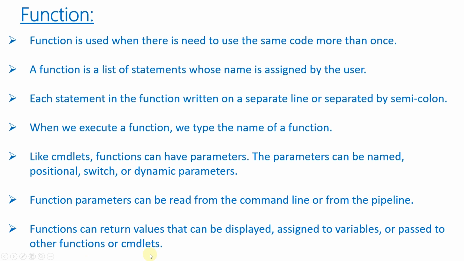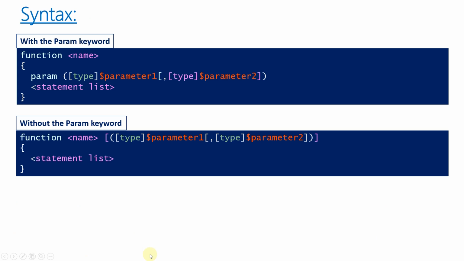So these were a few points about function, and here we will see the syntax of function. There are mostly two ways to create a function, either using the param keyword or without using the param keyword. All the parameter list, separated by commas, should be enclosed in a small bracket. And once we have written the parameter list in param, then we can start writing all the statements either line by line or separated by semicolon if we are writing in the same line.